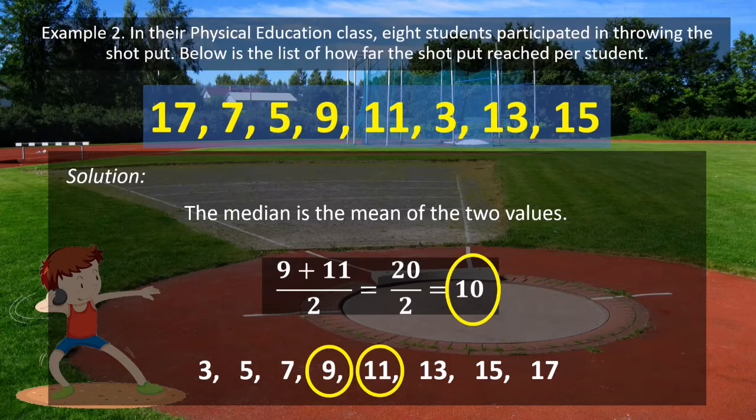This means that 50% of the group threw shorter than 10 meters, and 50% of the group threw longer than 10 meters. Let us say Hero is one of the students who threw the shot put and his throw reached 15 meters. This means that Hero belongs to the group that threw the shot put farther than 10 meters.